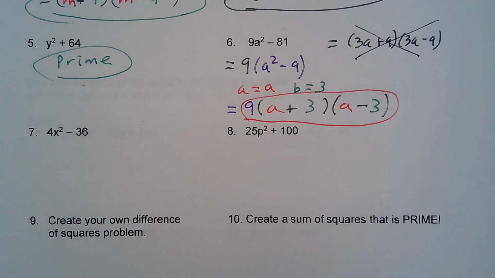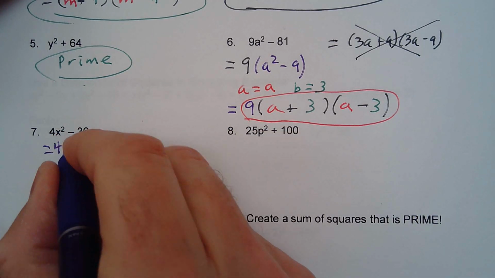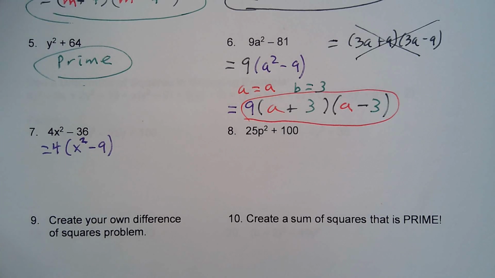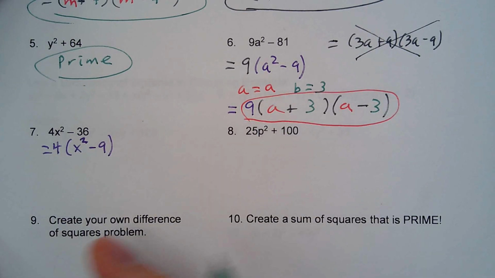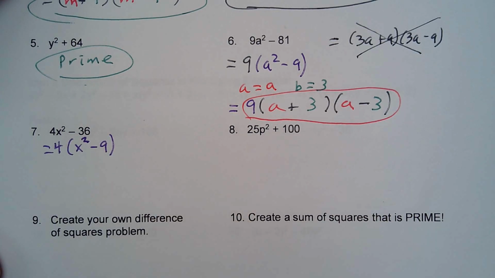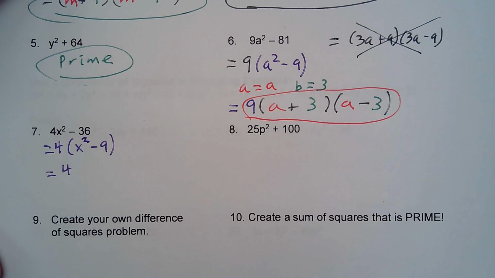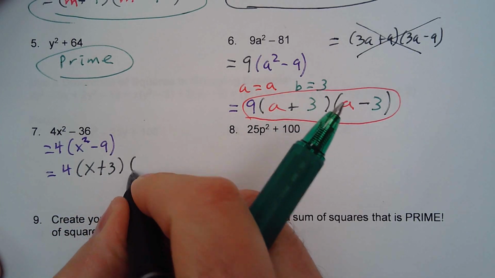So here at number 7, again, I want to do the same thing. Get the greatest common factor first. So I'm going to factor out a 4. x squared minus 9. And now we actually kind of did it up here, right? It's the same thing, except it's an x instead of an a. So my 4 is going to be in front. And we're going to get x plus 3 times x minus 3.